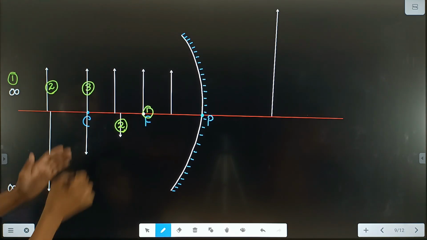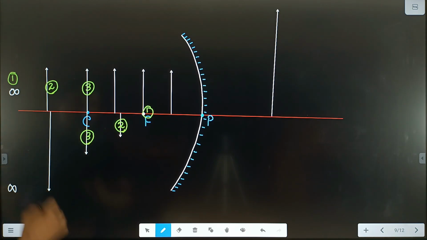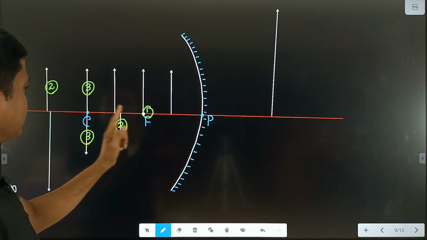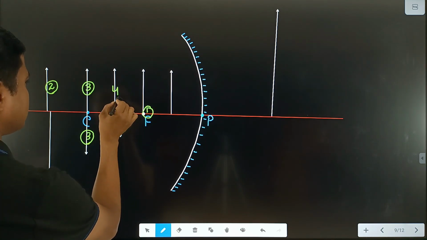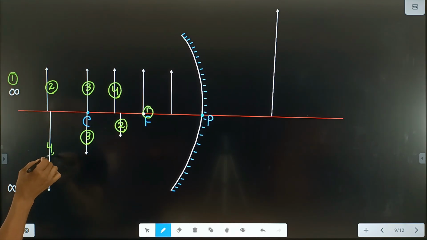Object is situated at the center of curvature, image is formed also at the center of curvature. Next, object is situated in between center of curvature and focus. This is the fourth case. Image is formed beyond the center of curvature.